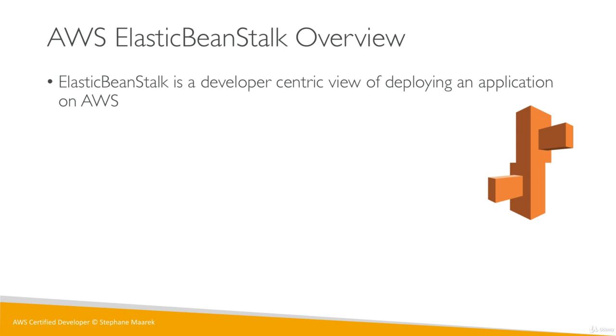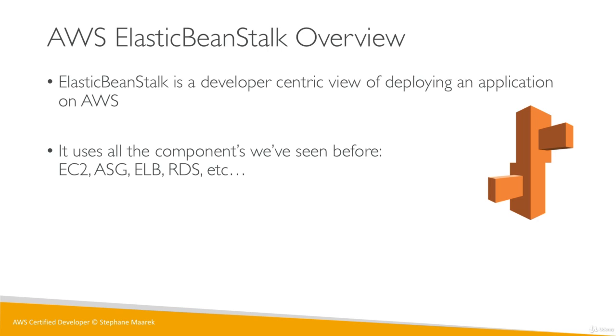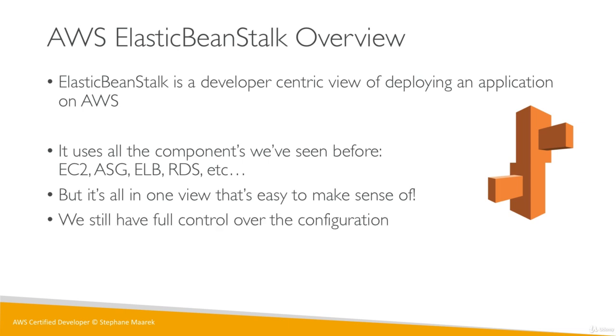Elastic Beanstalk is like a developer-centric view, so you can deploy applications on AWS. It will leverage all the components we've seen before, and that's why we've been to the fundamentals first. So all the EC2, ASG, ELB, RDS, etc., all these things we've seen before, we're going to reuse them right now. And this is why it comes in super handy. It's one view that's super easy to make sense of. So we'll see all the configuration and development, but we still have full control over how all these components get configured, which is really nice.